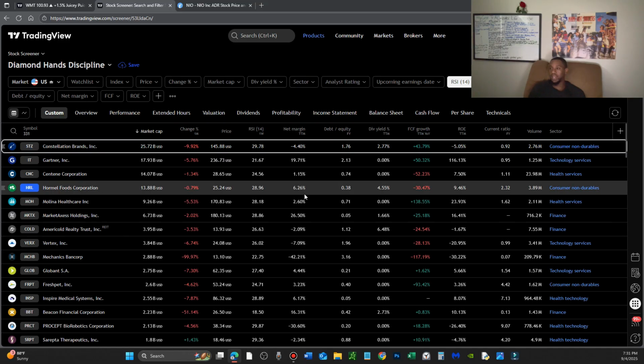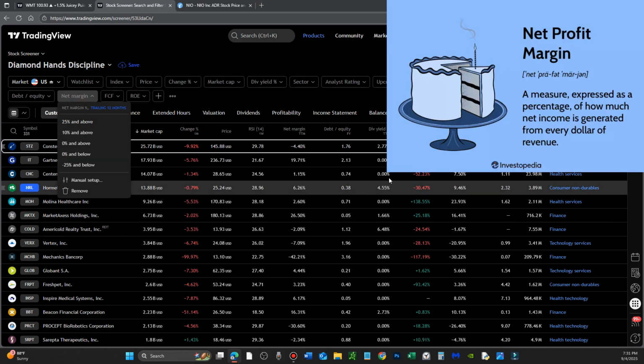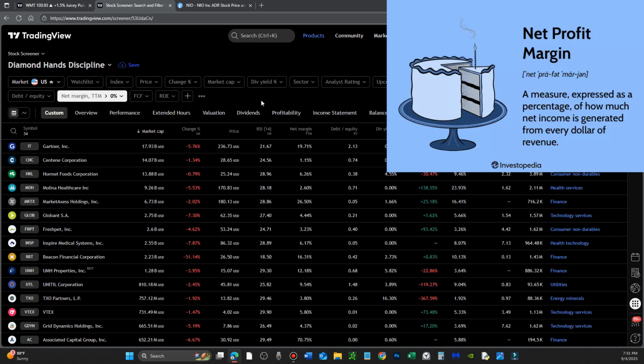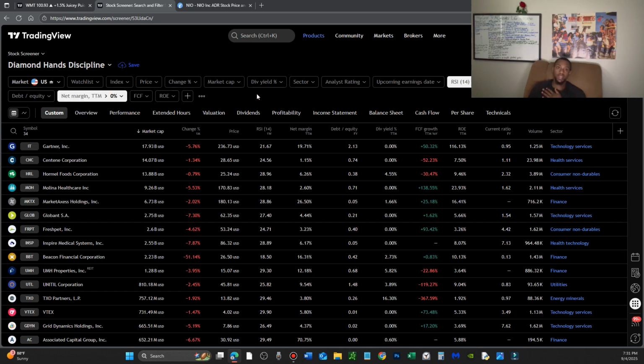Then right here we got net margin. Boom. If you don't want to see any unprofitable business, put 0% and above. But me, I like unprofitable businesses if they're going to be profitable within 2 or 3 years. Net margin 0% and above. This is important.